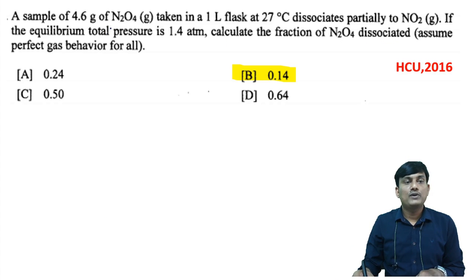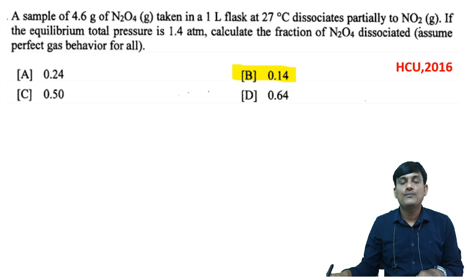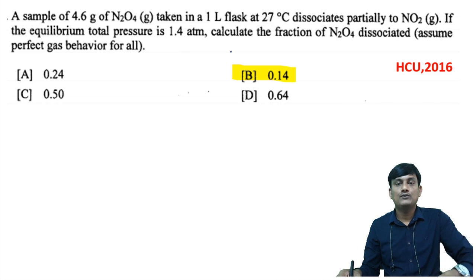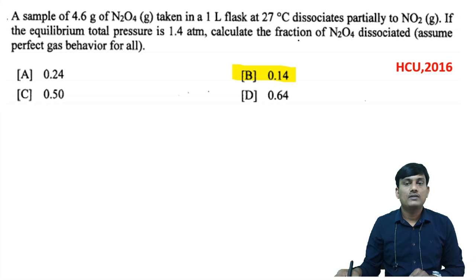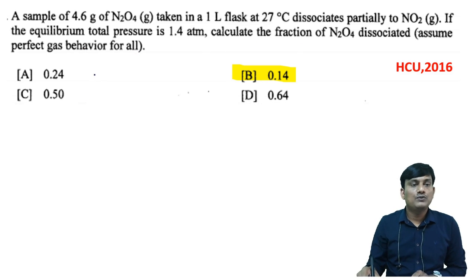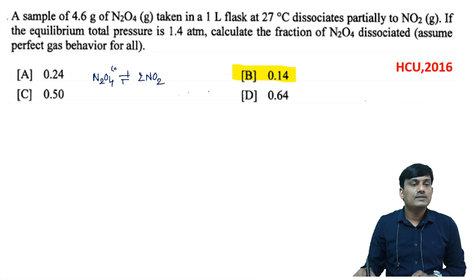A sample of 4.6 gram N2O4 taken in a 1 liter flask at 27 degrees centigrade dissociates partially to NO2 gas. If the equilibrium total pressure is 1.4 atmosphere, calculate the fraction of N2O4 dissociated, assuming perfect gas behavior for all. Here N2O4 dissociates into 2NO2. N2O4 is a gas and NO2 is also a gas.